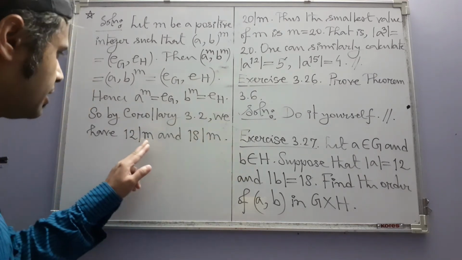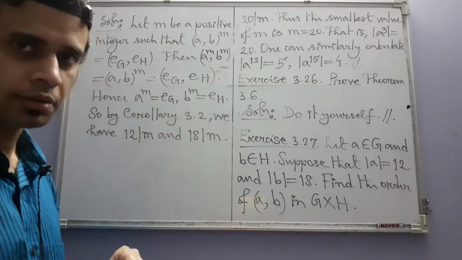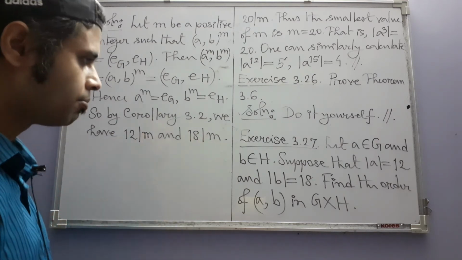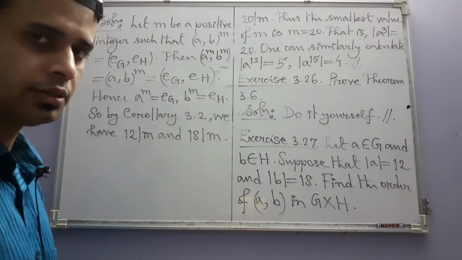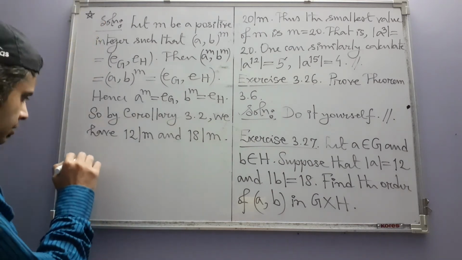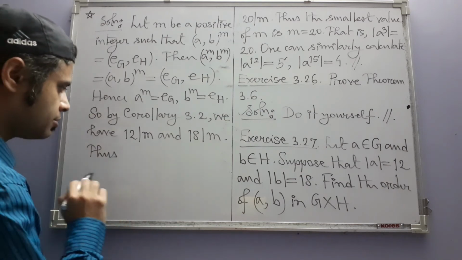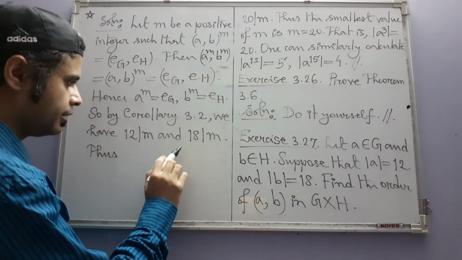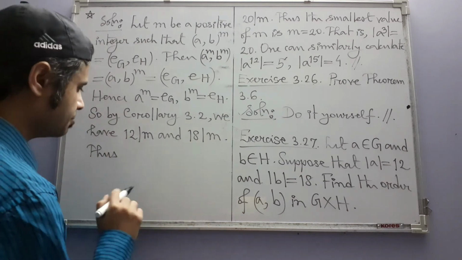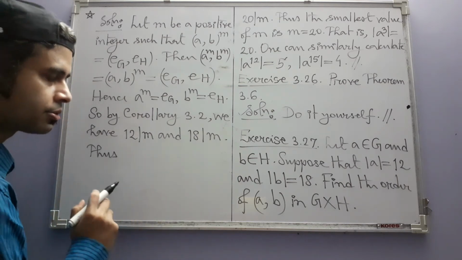Now 12 divides M and 18 divides M, so M is a common multiple of 12 and 18. Thus, the least common multiple of 12 and 18 also has to divide M, because that's a property of least common multiples.